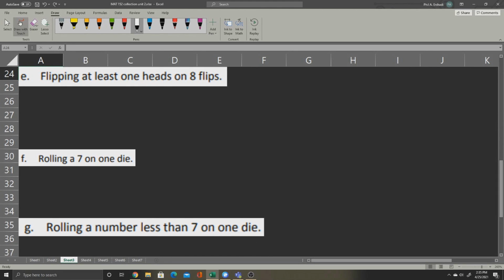Now for this problem, we're meant to flip at least one head on 8 flips. Now remember that for flipping a coin, we have 2 outcomes, heads or tails. There are 8 total events.